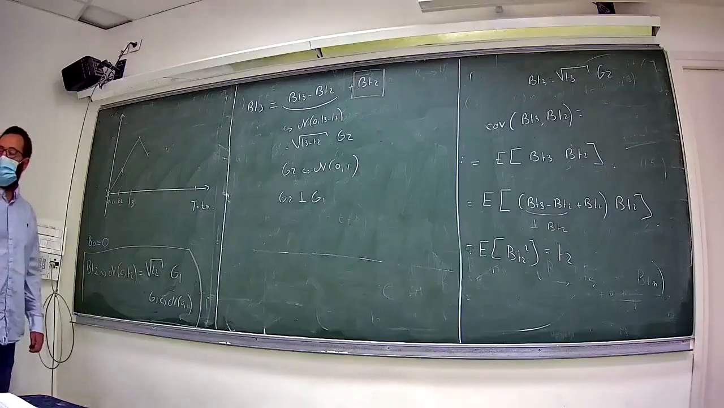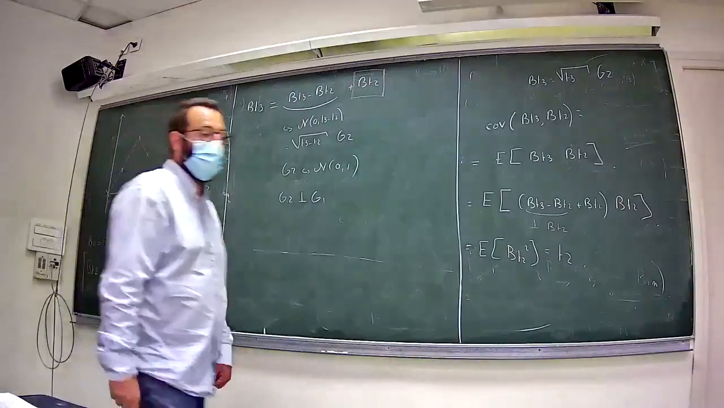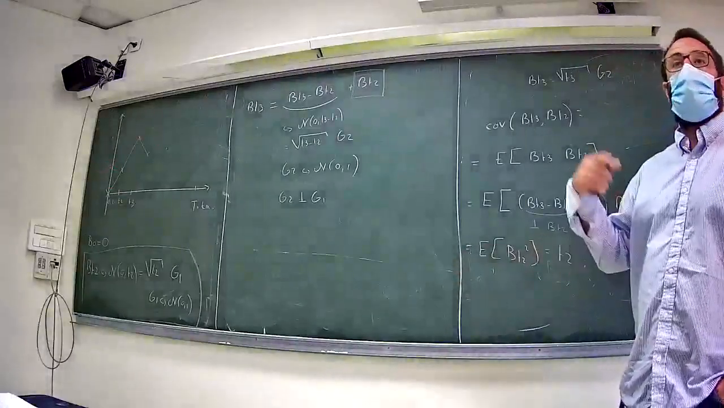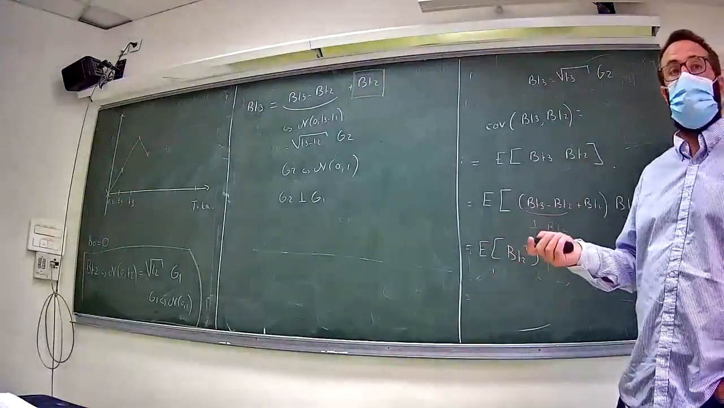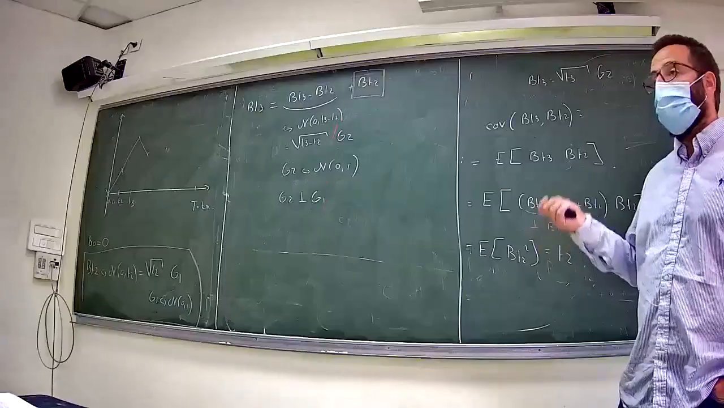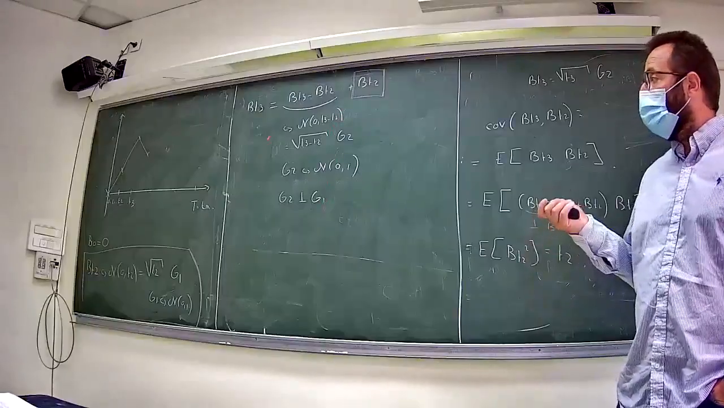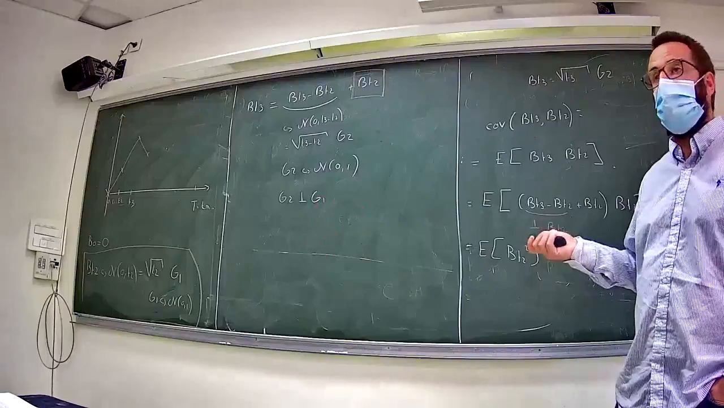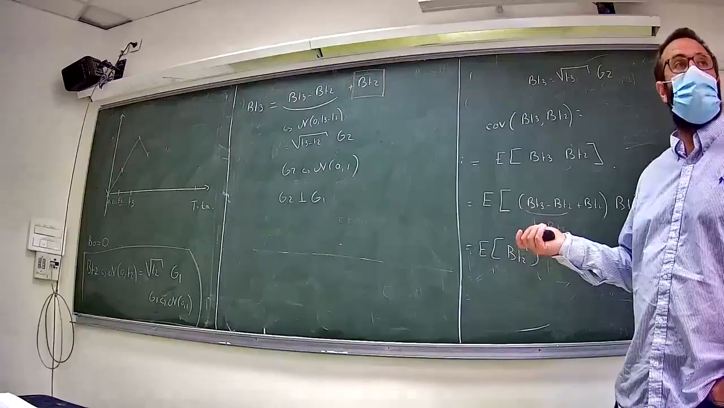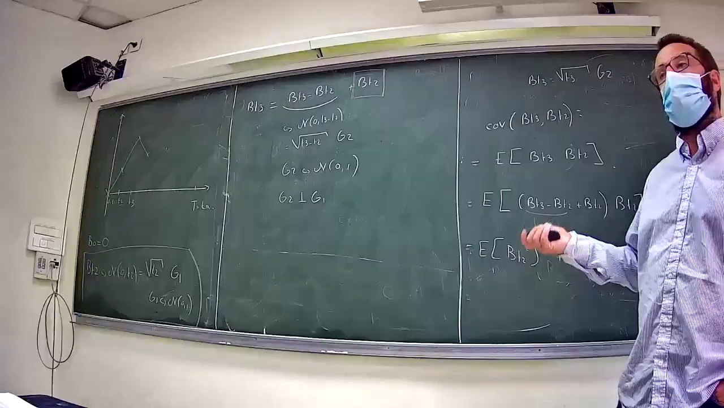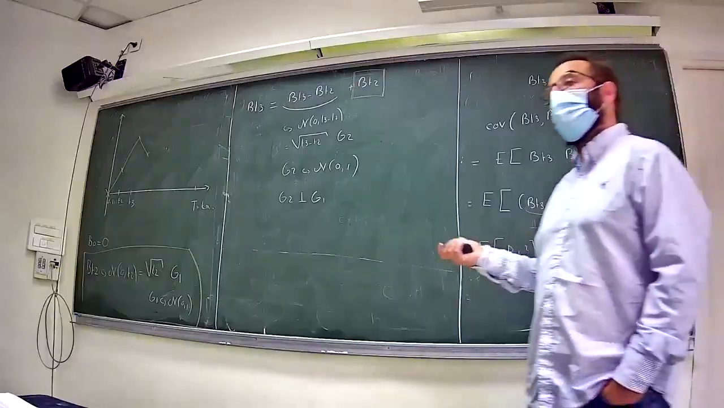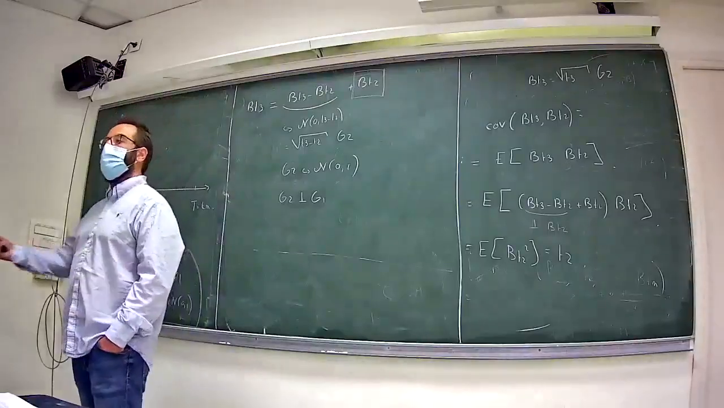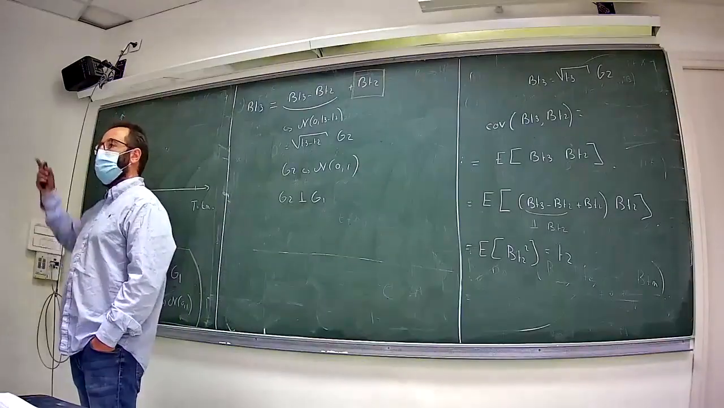And I continue. If you have understood the principle, in order to generate my discretized trajectory, I just have to generate independent Gaussians and apply this little trick here. So for B_T4, I will write B_T4 as B_T4 minus B_T3 plus B_T3. I know B_T3. I have to generate B_T4 minus B_T3, that is N(0, T4 minus T3), that I can write as the square root of T4 minus T3 times G3, that will be independent of G1 and G2, and so on.